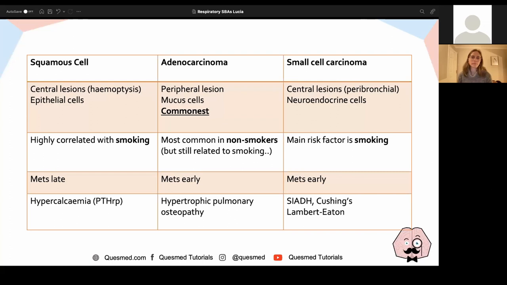And in terms of paraneoplastic syndromes, hypertrophic pulmonary osteoarthropathy is one you might get with adenocarcinoma. Not a favorite of exams. I haven't heard of this very much.